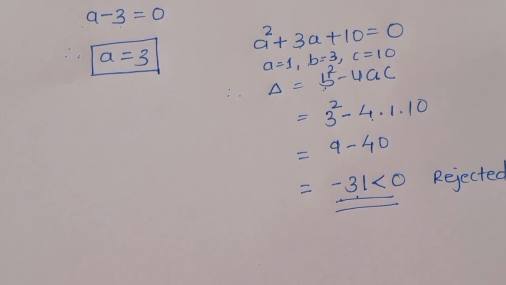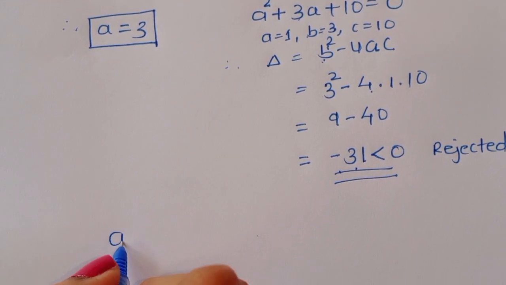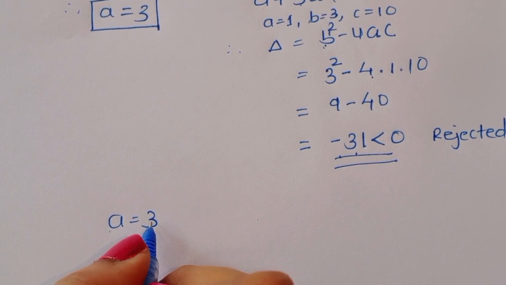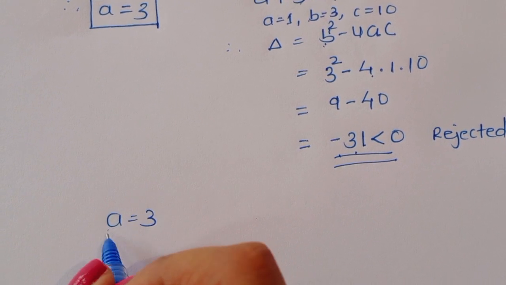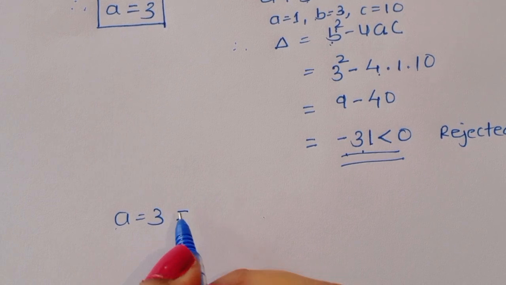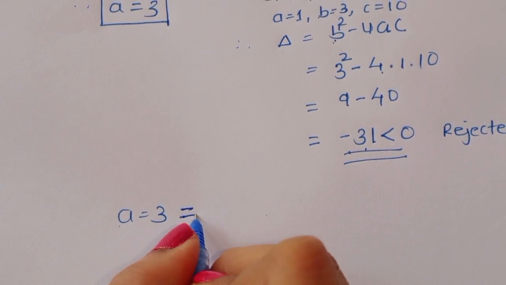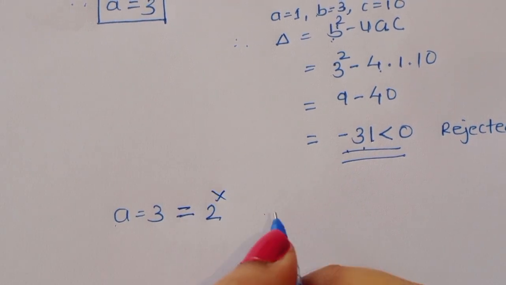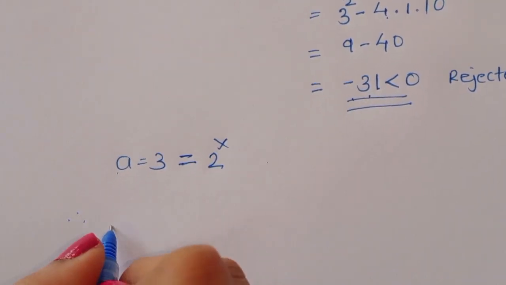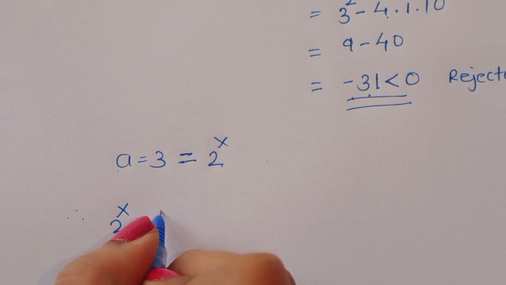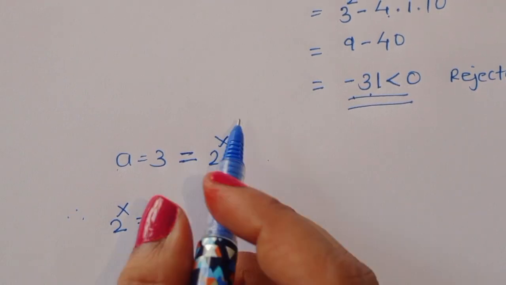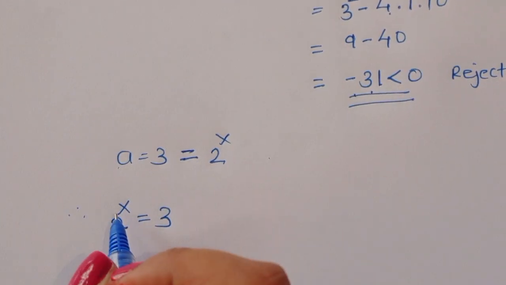Now we have only one value, that is a equal to 3. This is positive. We already considered that a equal to 2 power x, right? So therefore we can say 2 power x is equal to 3, right? According to this, 2 power x is equal to 3.